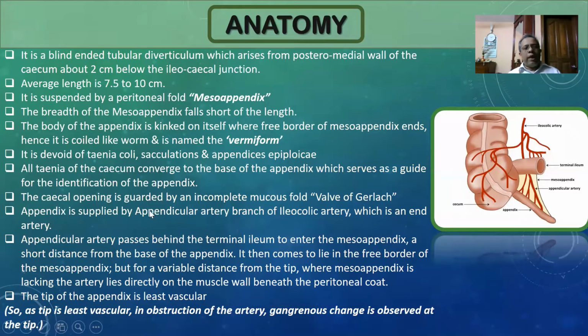The cecal opening is guarded by an incomplete mucosal fold, which is called the bulb of Gerlach. If you look inside in the endoscopic view, there is a mucosal fold there. This is called the bulb of Gerlach.